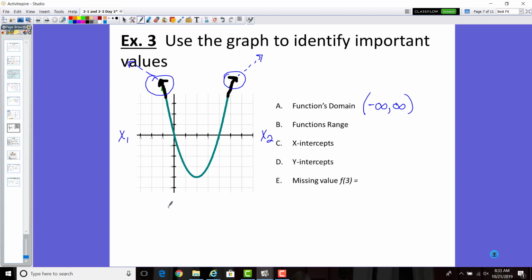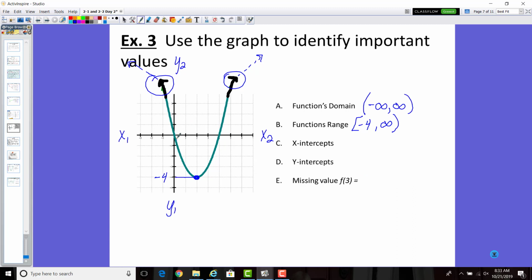My range, my y1 value, this is the lowest point of the graph. That is a y value of negative 4. We're going to use a bracket because that ordered pair that contains the y value of negative 4 is not open. It is a closed, connected graph. And these arrows that are going up tell us that our y values will be increasing as well.